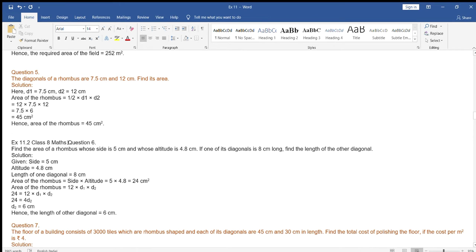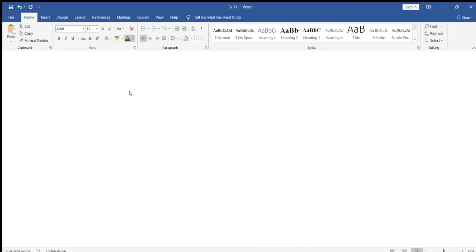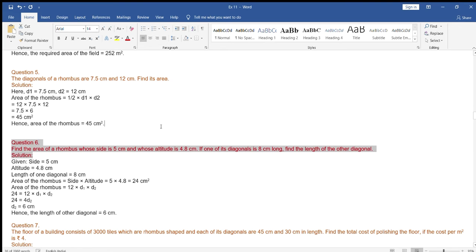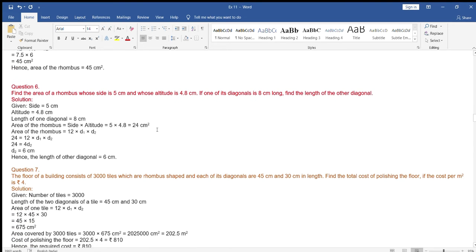Simply put the values in the given formula. That is easy for you to solve, nothing more to do in this question. Simply put the values and you can find your answer. Okay, now see question number 6. Question number 6 is also related to the rhombus, but what is the difference here?